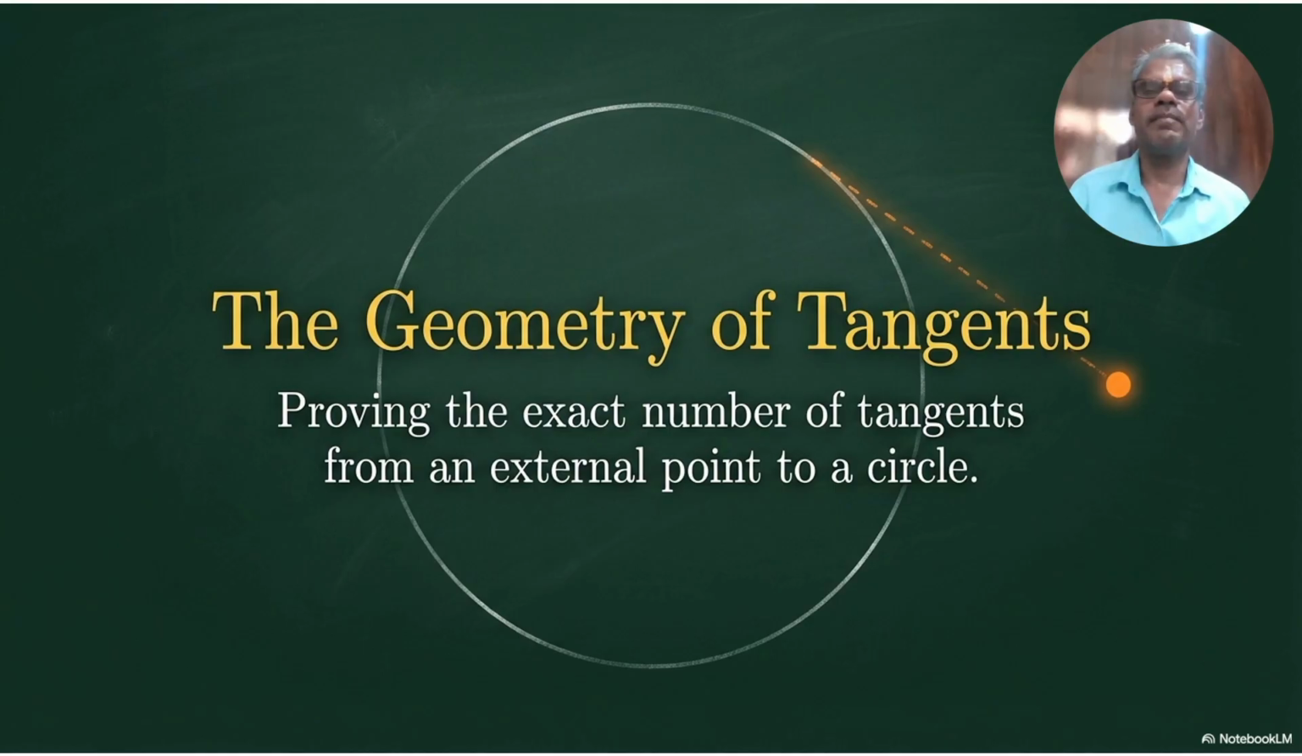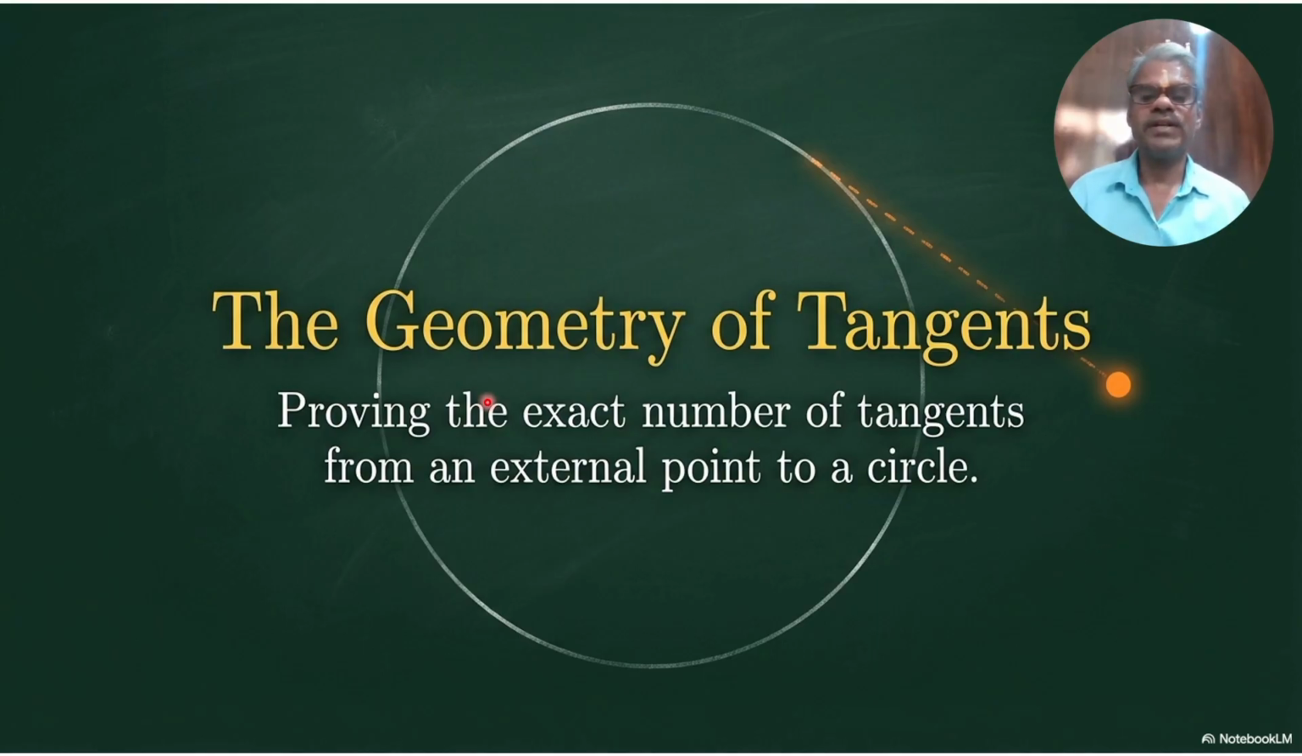We have already mastered the basics. A tangent hits a circle at one point and stays perpendicular to the radius. Today we take it a step further. If a point is located entirely outside the circle, how many tangents can originate from it? Grab your notebook, pause as needed, and let us dive into the proof.